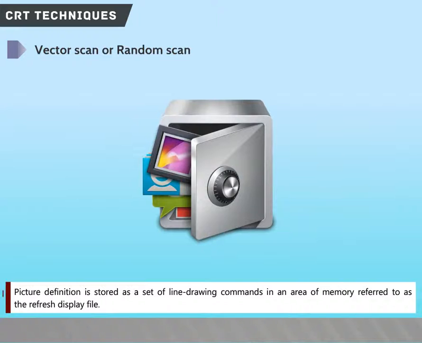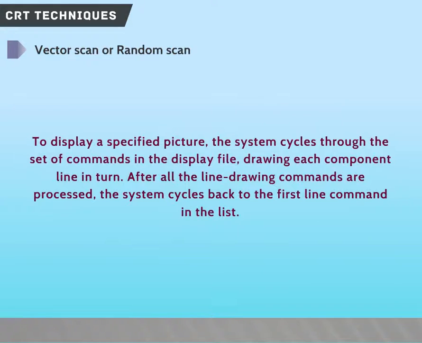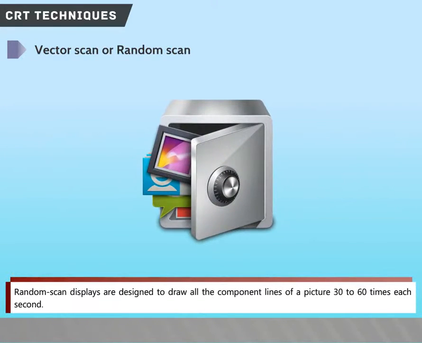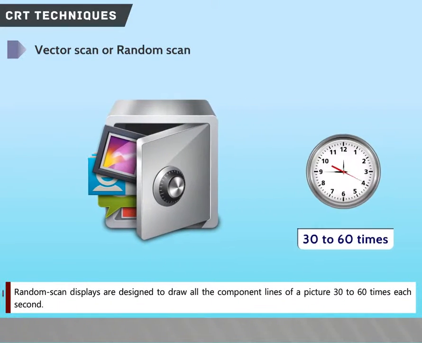Picture definition is stored as a set of line drawing commands in an area of memory referred to as the refresh display file. To display a specified picture, the system cycles through the set of commands in the display file, drawing each component line in turn. After all the line drawing commands are processed, the system cycles back to the first line command in the list. Random scan displays are designed to draw all the component lines of a picture 30 to 60 times each second.